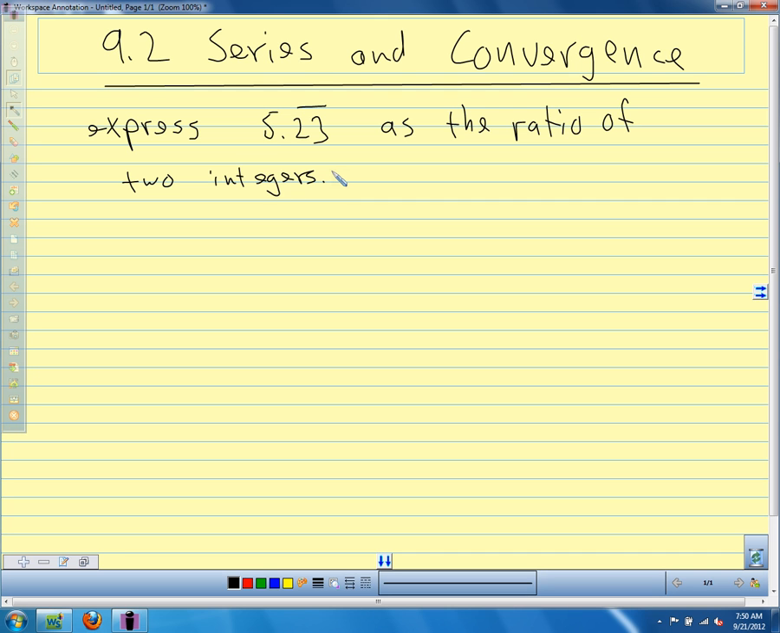A repeating decimal can be written as the ratio of two integers. A repeating decimal is a rational number. So we want to figure out what those two integers are. So how are we going to go about this? Calculator.